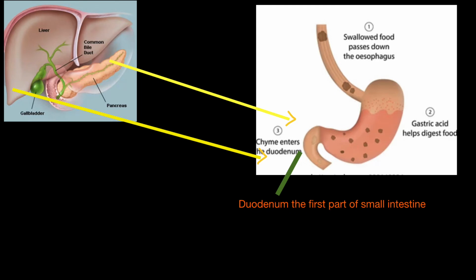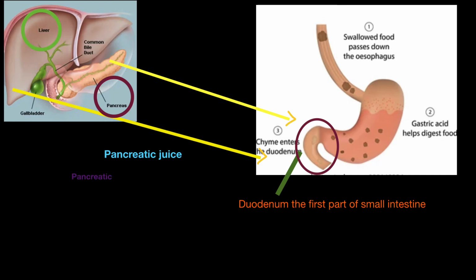When chyme enters into duodenum, the first part of small intestine, muscles of small intestine mix chyme with digestive juices from pancreas, liver and intestine. Pancreatic juice consists of pancreatic amylase, which helps in carbohydrate breakdown, trypsin, which helps in protein breakdown, and lipase, which helps in fat breakdown. The bile, which is produced from liver and stored in gallbladder, is released into the duodenum, which helps in lipid digestion.